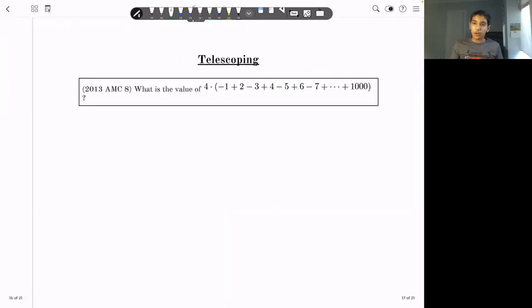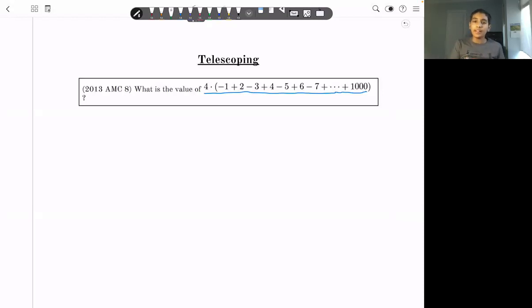Now we're going to move on to telescoping. So let's try this basic example. What is the value of 4 times -1 plus 2 -3 plus 4 -5 plus 6 -7 plus 8 all the way to 1,000? So the idea of telescoping, before I jump into this problem, telescoping basically means mass cancellation.